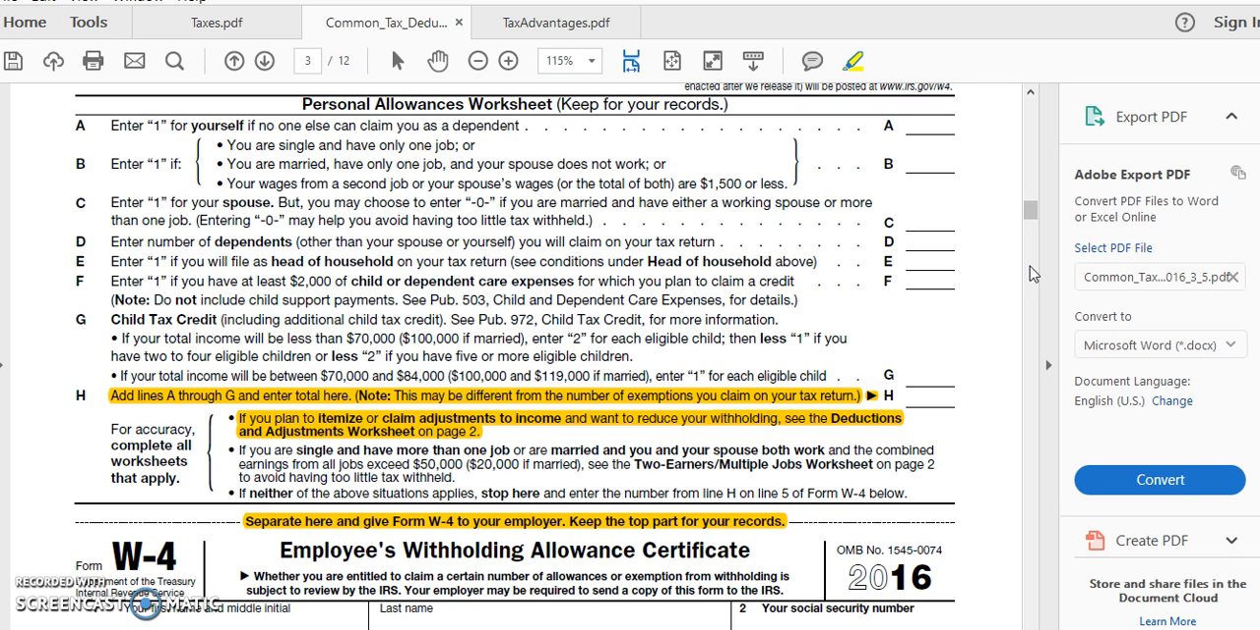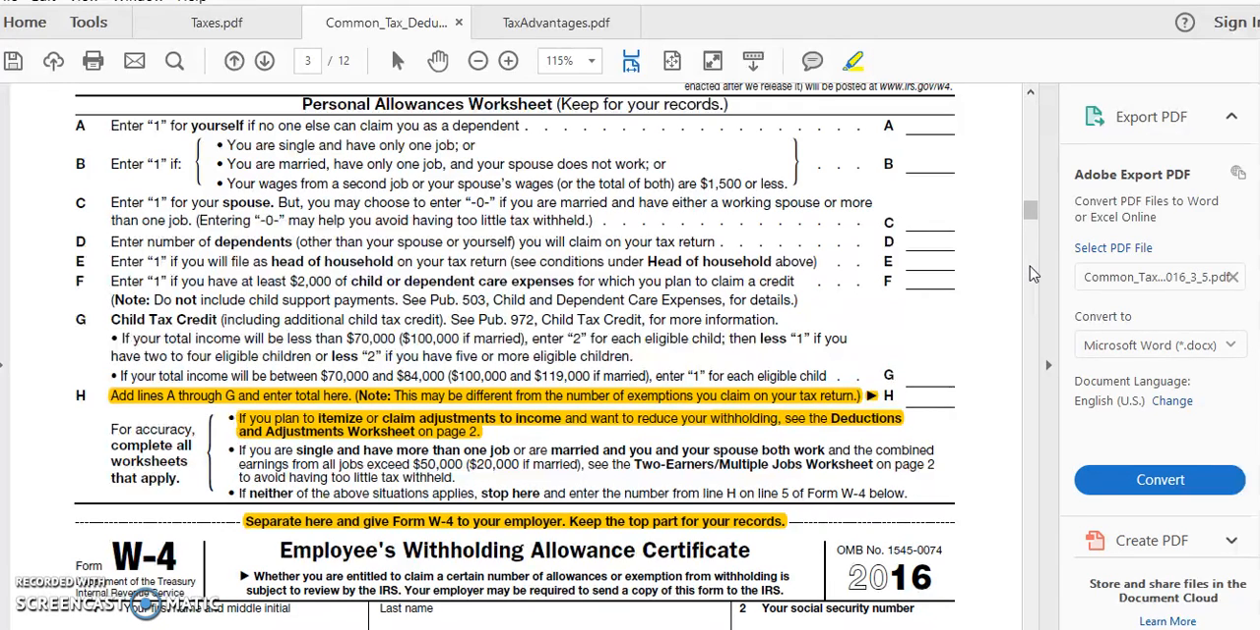Then let's go to line E. It says enter 1 if you file as head of household on your tax returns, which means no one else can claim you on your taxes. So I'm going to put a 1. I will put a 1 next to line E. Let's go to line F.